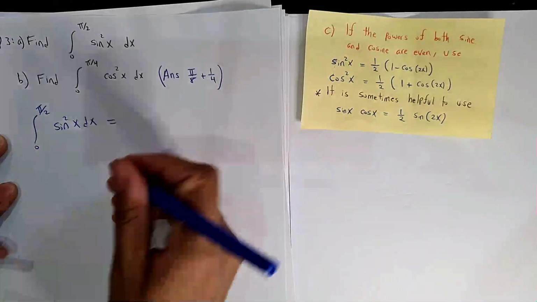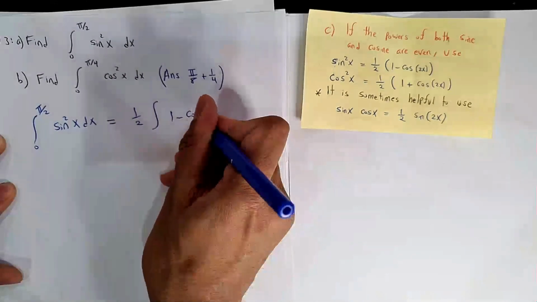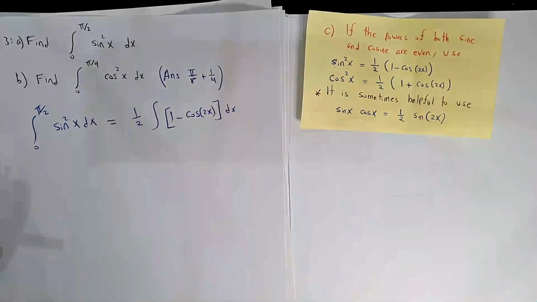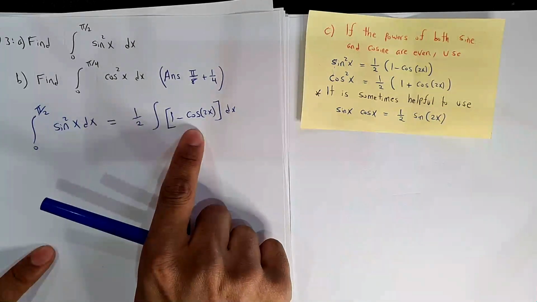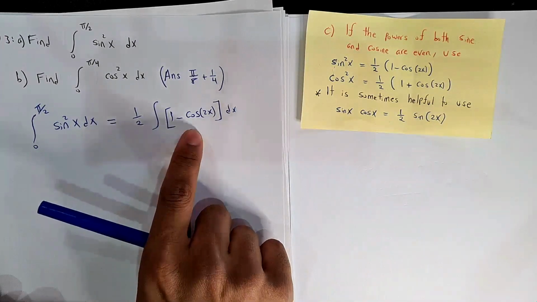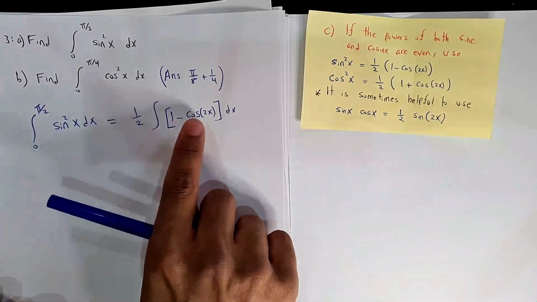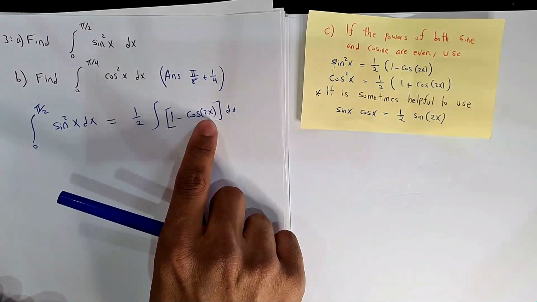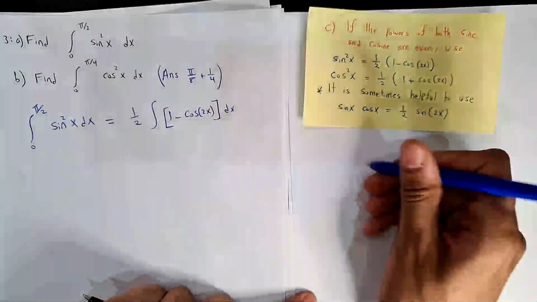Just use the formula. It will be half the integral of 1 minus cosine 2x. Why is this formula helpful? Look here. If you change it to this form, we are not integrating yet, but we are getting a nice form. The integral of 1 is easy. What is the integral of cosine 2x? Also, this is easy. Let me remind you quickly because we need this trick always.